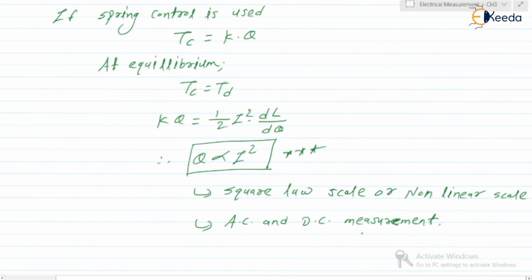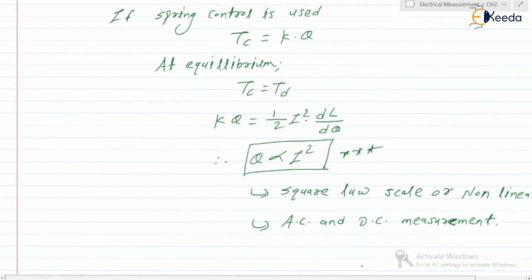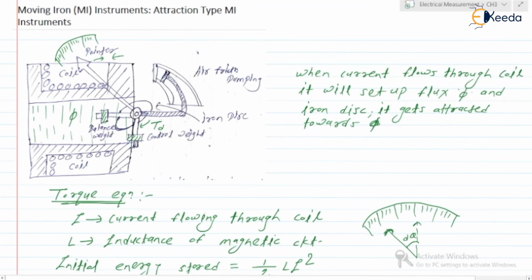Okay, next, so this is about the attraction type moving iron instruments. In the next video we are going to discuss the repulsion type moving iron instruments. Thank you.